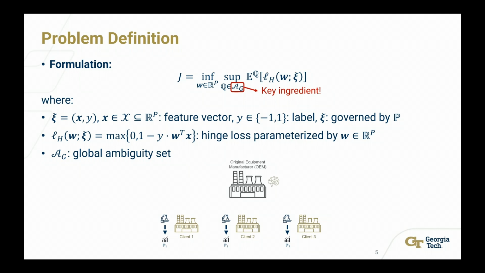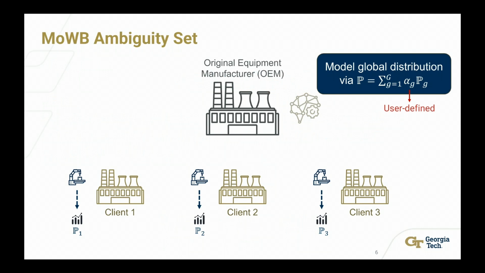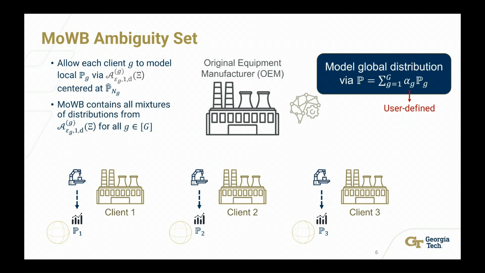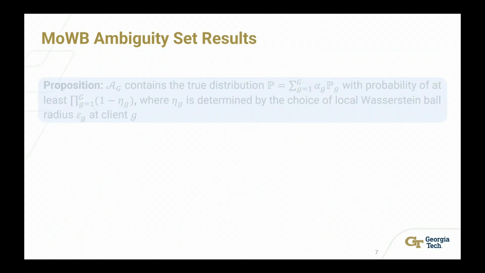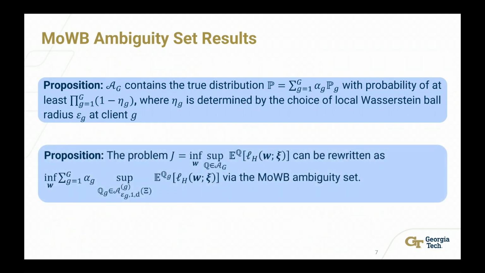Therefore, we propose a novel ambiguity set that leads to problem separability. In defining our ambiguity set, we begin by modeling the global true distribution governing the data as a mixture of the different true distributions at each client. We then allow each client to model local uncertainty via a local Wasserstein ball centered at their local empirical distribution. Finally, we model the global ambiguity set as the set of all mixture distributions whose components belong to the local ambiguity sets. In the paper, we show that this ambiguity set enjoys a nice out-of-sample performance guarantee and that it directly leads to the separability of the problem we introduced earlier.